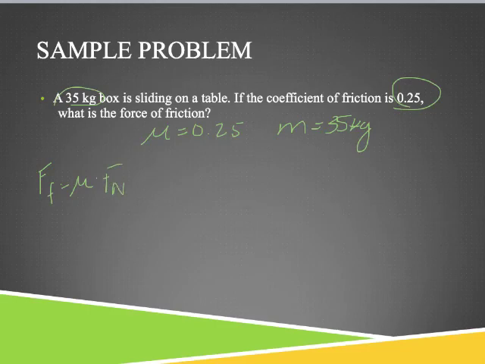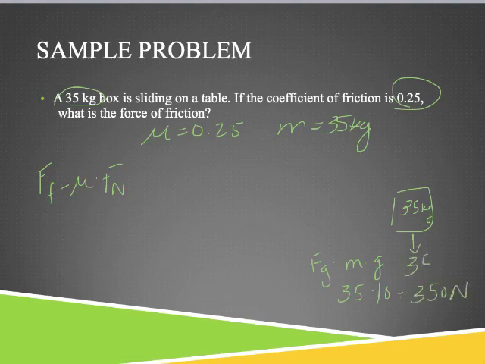And once again, we aren't given normal force, but we know mass is 35 kilograms. So according to F of G equals M times G, sorry for all the bells, this is going to be 350 newtons for our force of gravity. All right. Which then means our normal force is 350 newtons. So N equals 350 newtons.